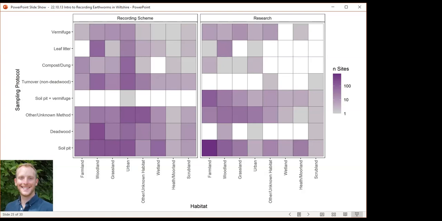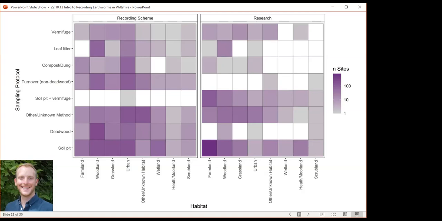And what we can see with the research data on the right is it's really polar. Squares tend to be really dark or completely white, so completely absent of data. And we can see that the majority of data there really seems to be soil pits on farmland. That's what we find a lot of researchers do when they're out doing research, because there's a lot of money in checking agricultural sites, and soil pit surveying is a really good way of standardizing your surveying.